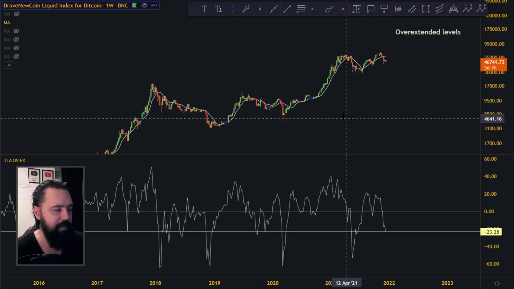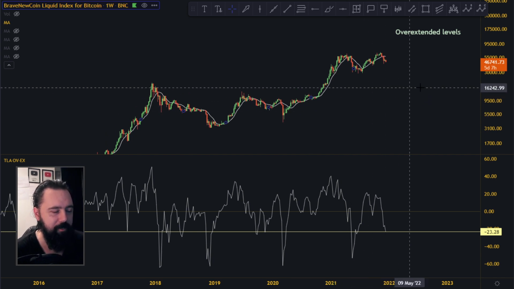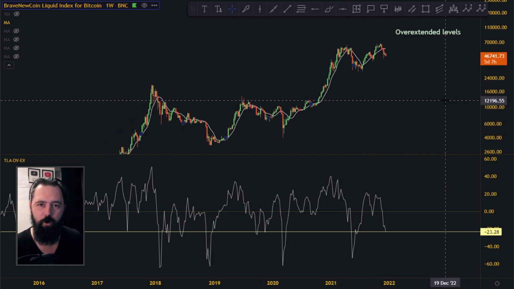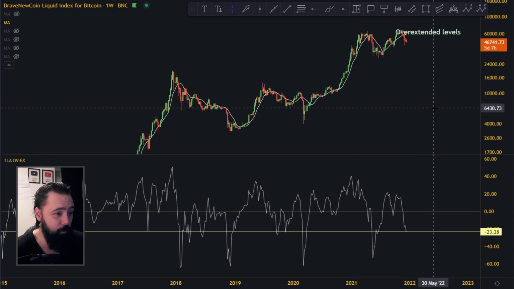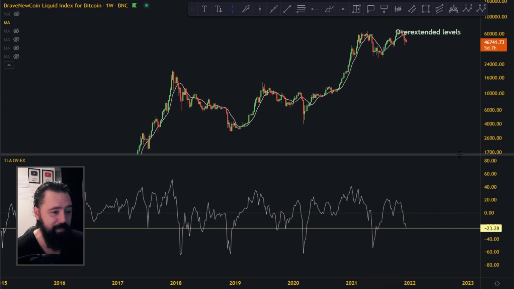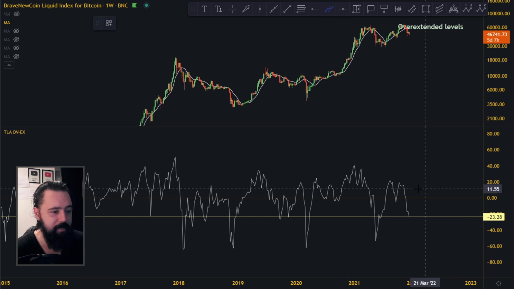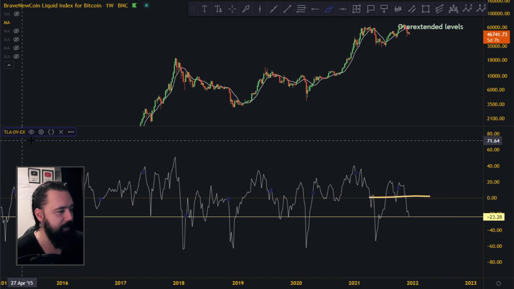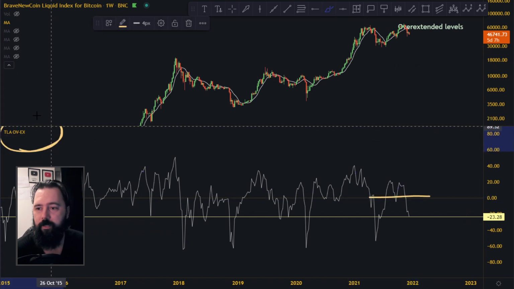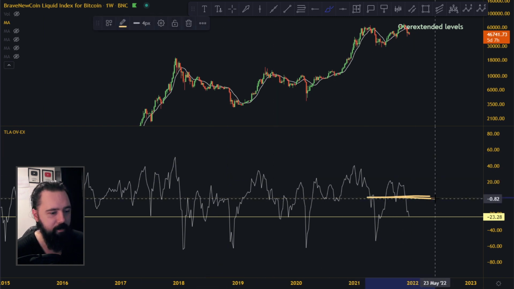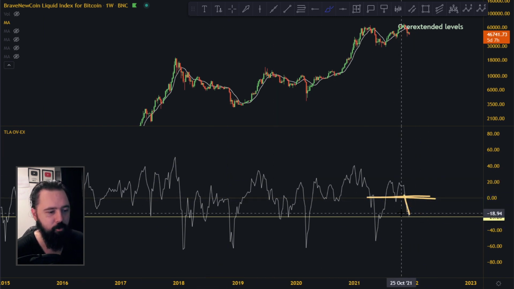So we're going to start with overextended levels, and this is a big thing over here. When prices go below or above certain moving averages, we call them overextended, to one side or the other side. And right now we are on the weekly time frame. We are extended really to the downside. So you'll see here this zero line down here on this TLI overextend indicator. You'll see that we are extended from the zero line towards the downside. So we are pushing towards the downside.